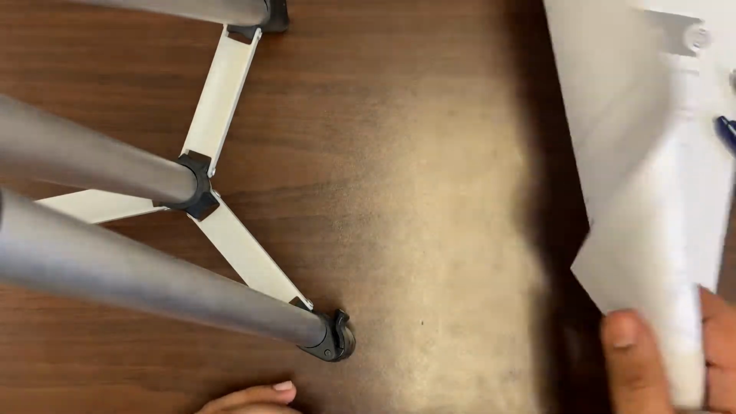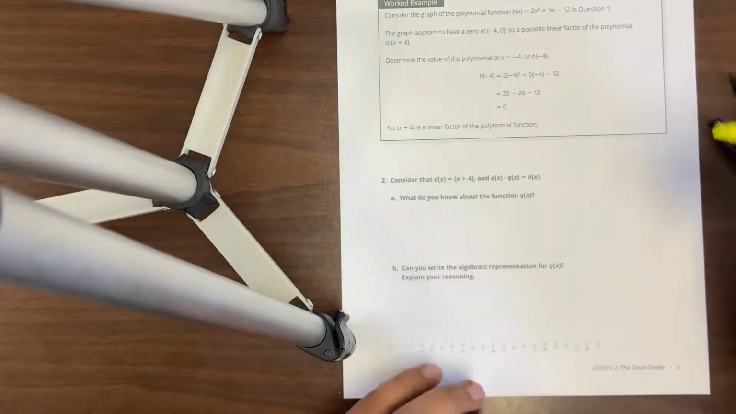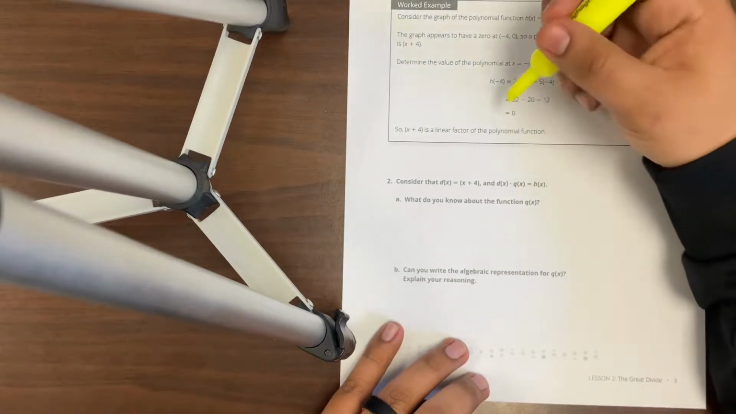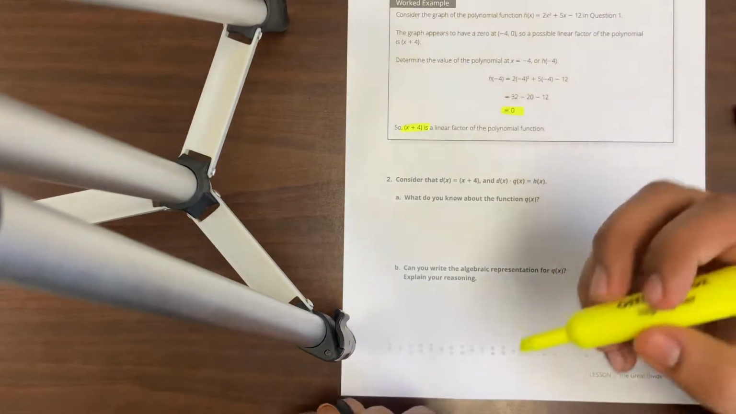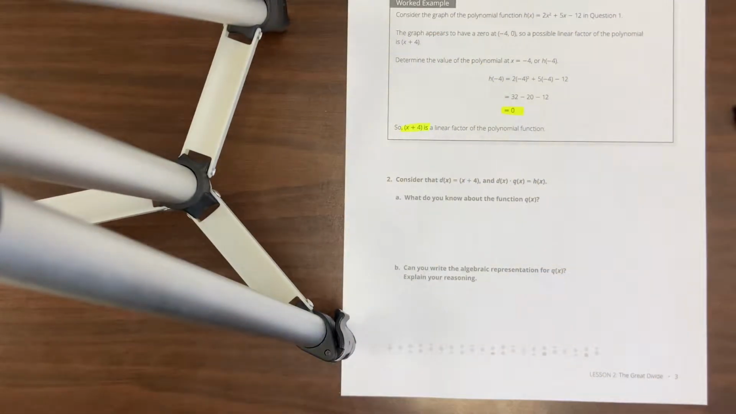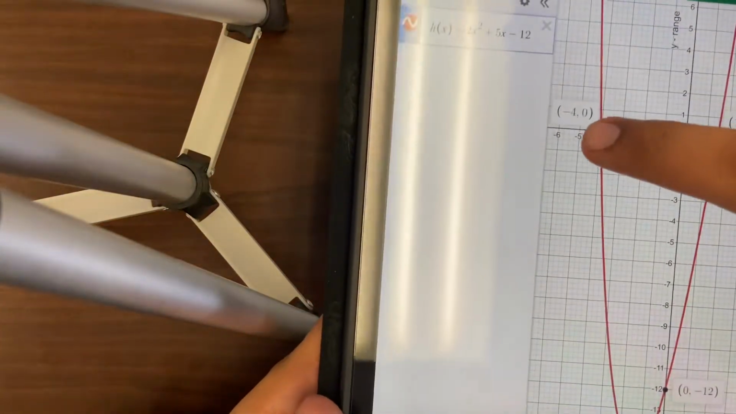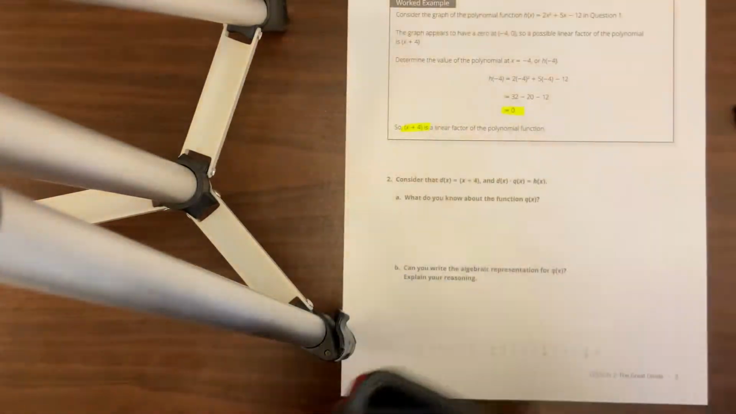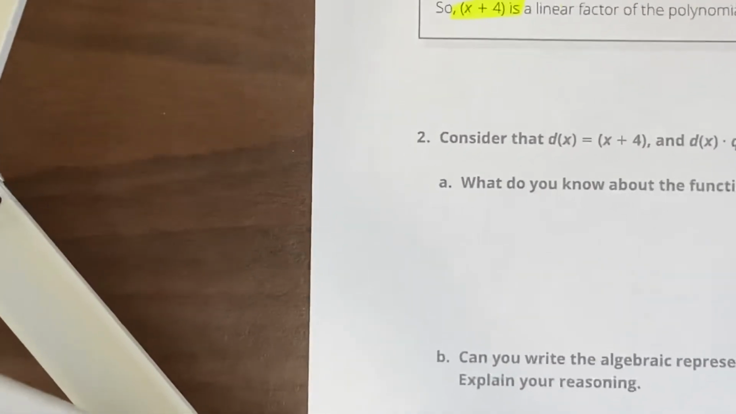2.1 is what we're going to talk about. Before I go on, I do want to talk about the worked example. Of course, highlight 0, x plus 4. Pretty interesting, only because, bringing back out the iPad, one of our zeros is -4. So, why would they say x plus 4?